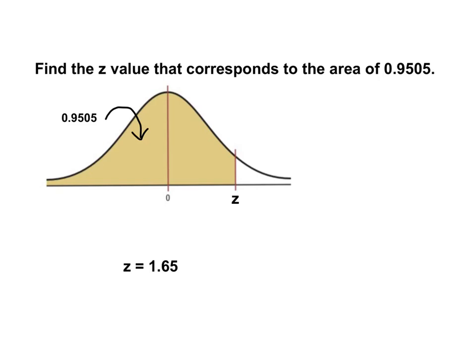Now, let's say they gave us the area to the right. What you would have to do is subtract that from 1, because that's the value that will appear in the table. So if they had shaded this in, obviously it would be 0.0495. If this area was shaded, it would say 0.0495. You'd subtract it from 1, and then look up this value in the table. Again, the table is all based on reading to the left of the z-score.